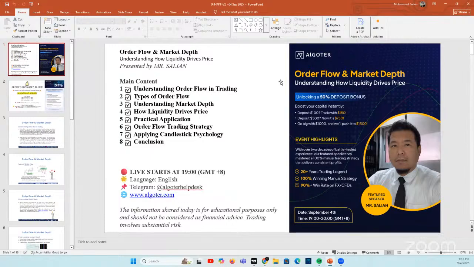And you've seen it with your own eyes that yes, price tends to go to these areas because liquidity is there, the money is there. They're putting all their stop losses there. And practical application, okay, how to use this, the order flow trading strategy, and applying the candlestick psychology as well, and some conclusion in the end.